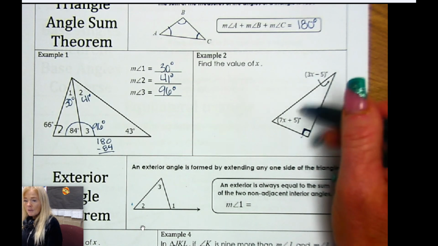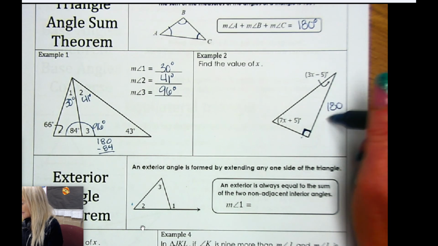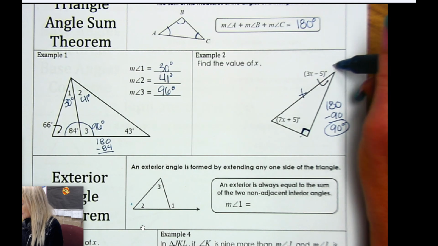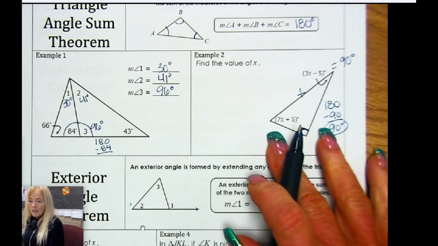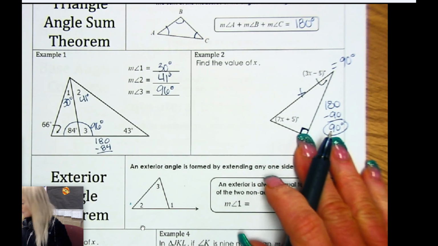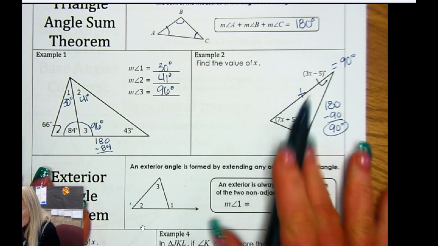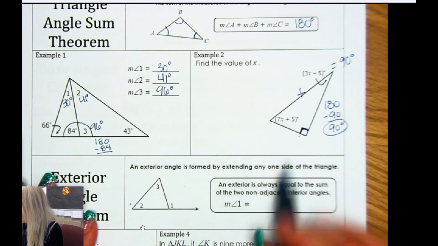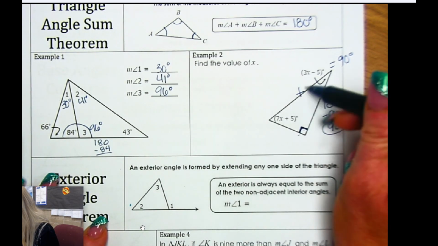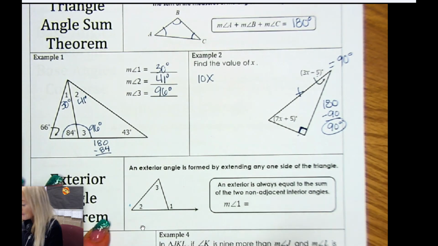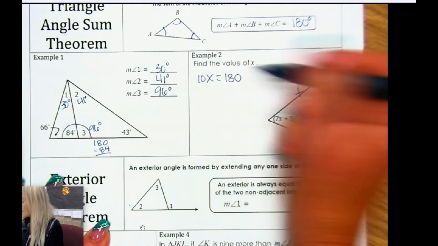These 2 angles are 180 minus 90, so that's 90 degrees. So these 2 angles must sum to 90 degrees because they're in the triangle and they're the difference between this angle and 180 degrees. So we've got it. We can just set their sum equal to 90 degrees. So 7x plus 3x is 10x, and 5 minus 5 is 0, and that's equal to 90 degrees.